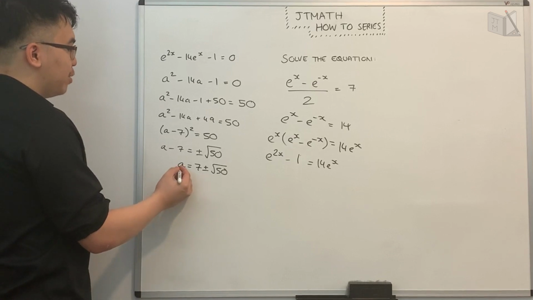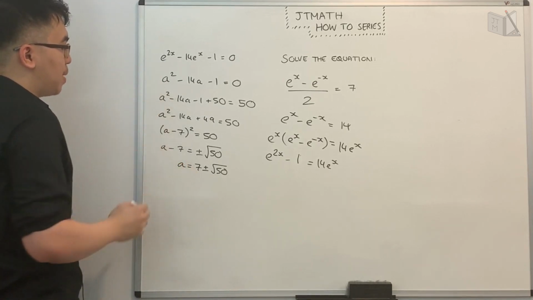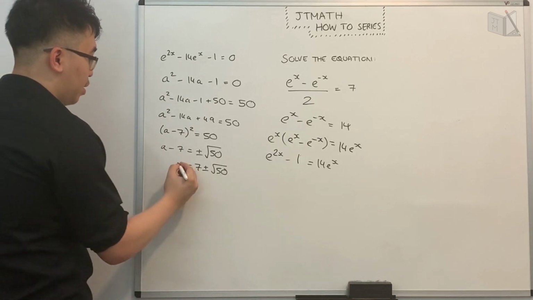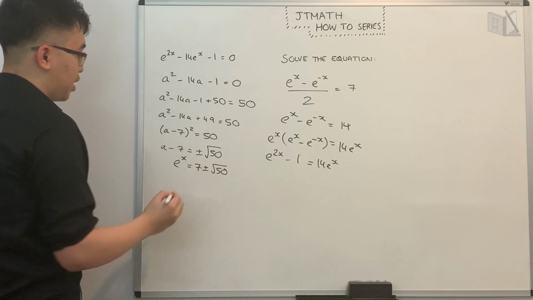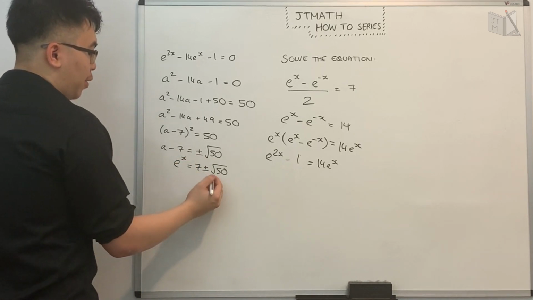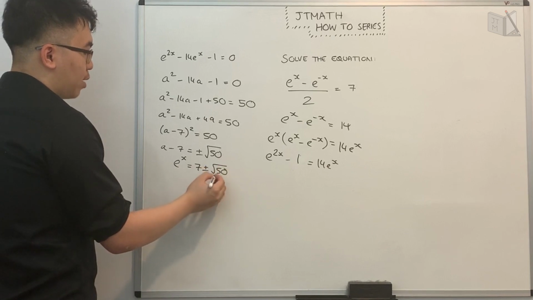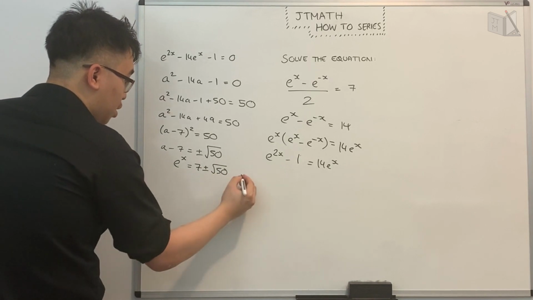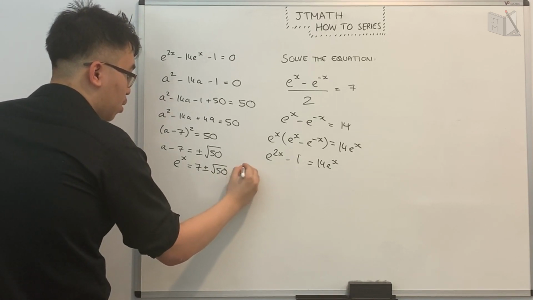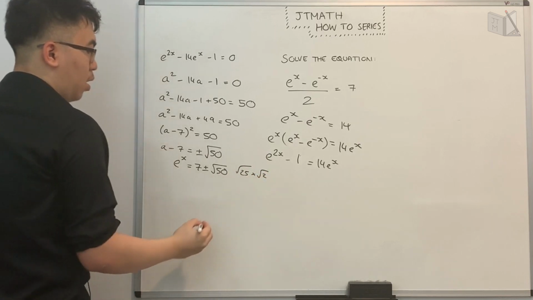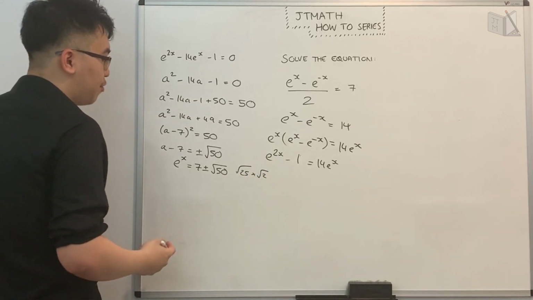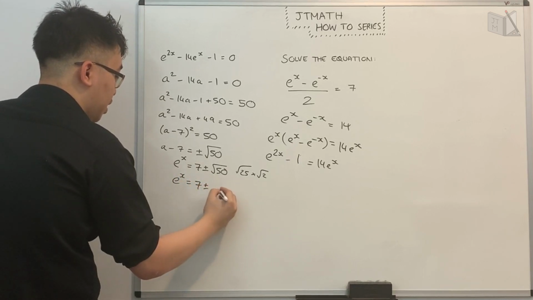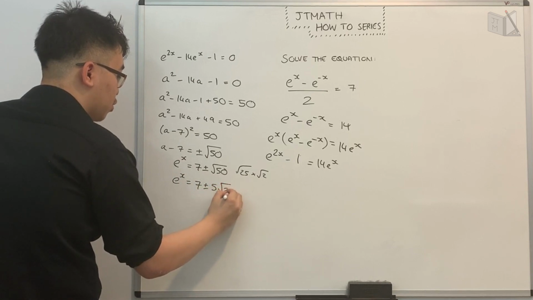But don't forget that we only use this a as a substitute for e to the power of x. So now would be a good time, since we have a on its own, we can change this back to e^x just so we don't forget later. Now we look to simplify this radical here, this square root of 50. We can break that down into 25 times 2. And the square root of 25 is 5, so simplify: 7 ± 5√2.